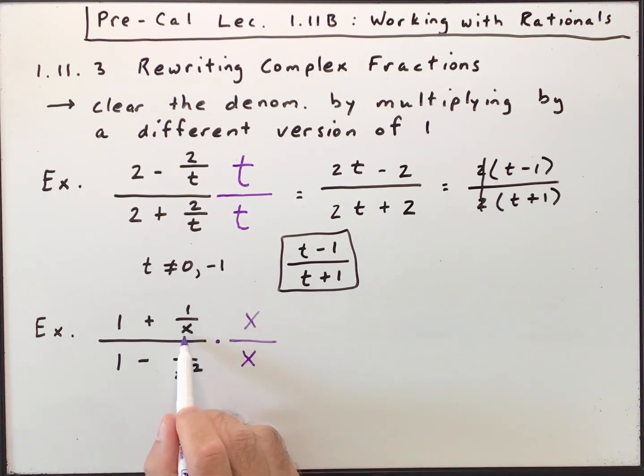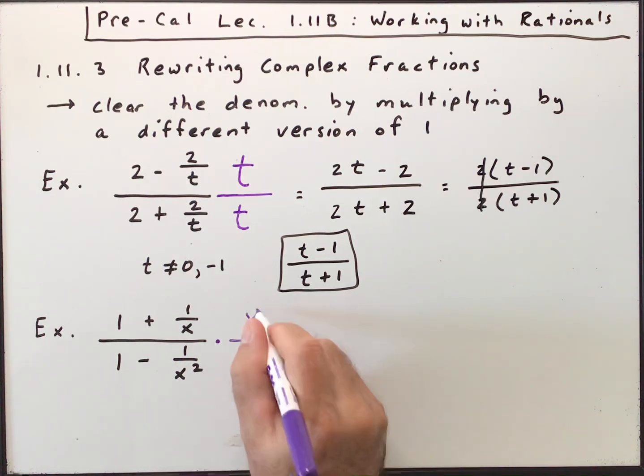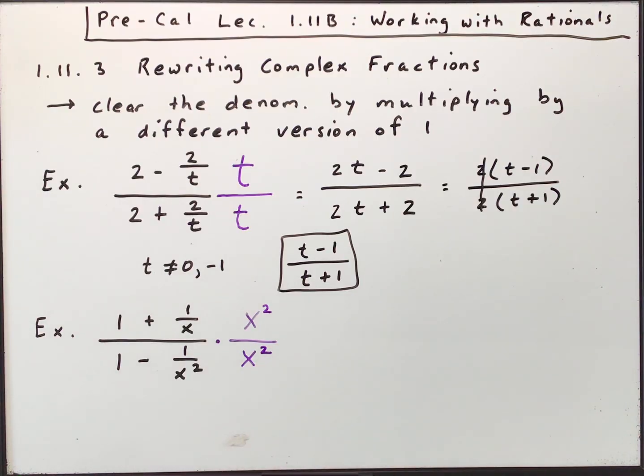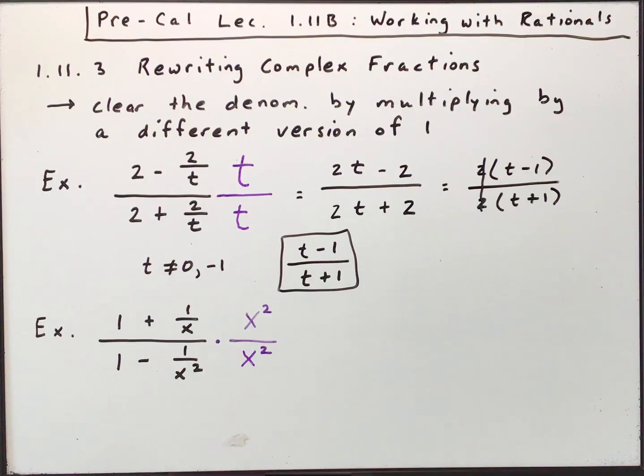So x times 1 over x just is 1, right? But x times 1 over x squared just gives you 1 over x. That doesn't get rid of this fraction. So how about we do x squared over x squared? Okay, that's still legal. That's just a version of 1. But now we get rid of this fraction and this fraction.